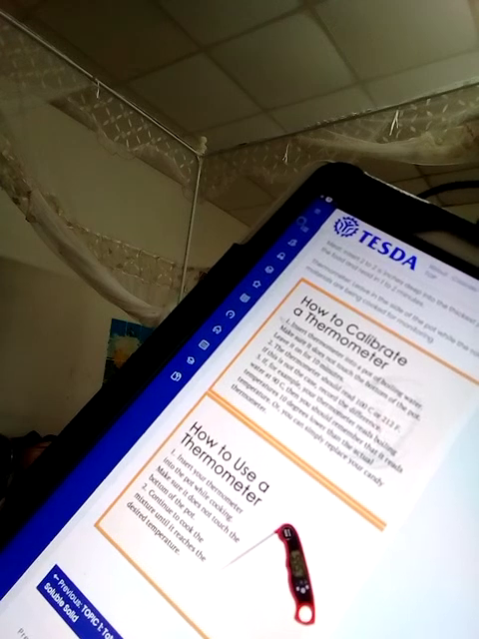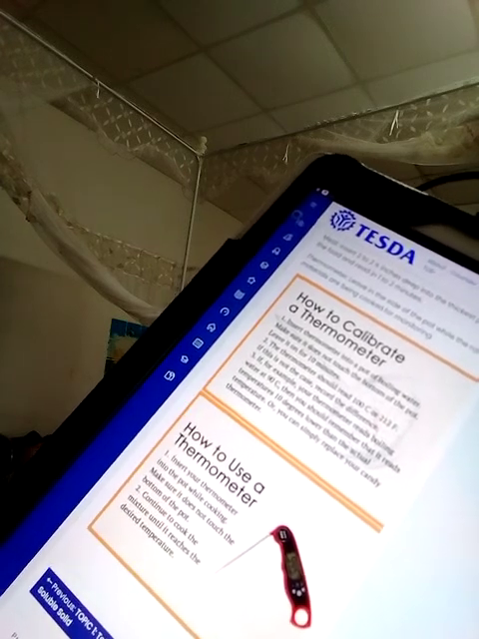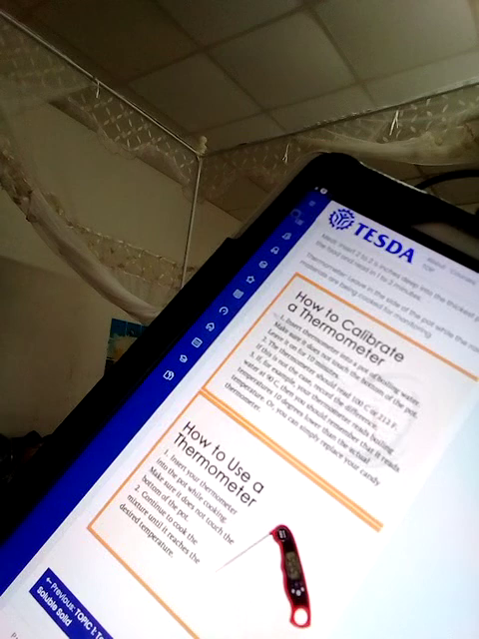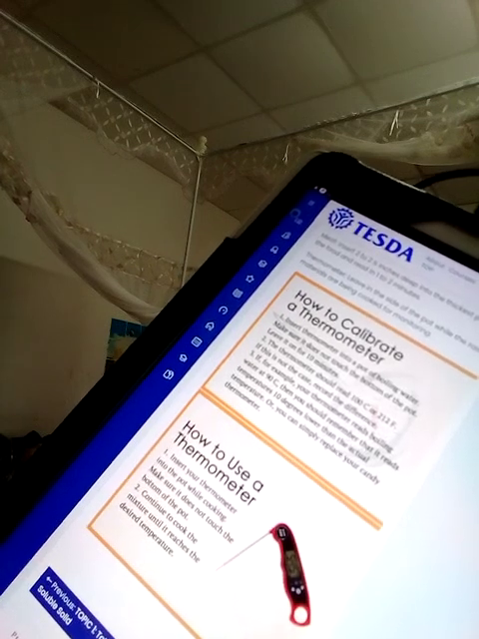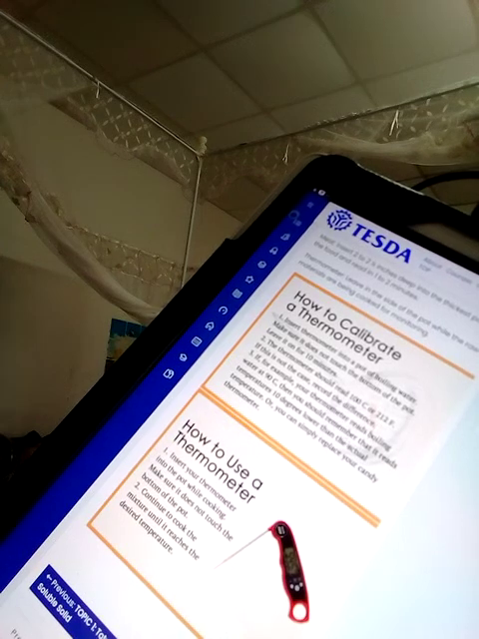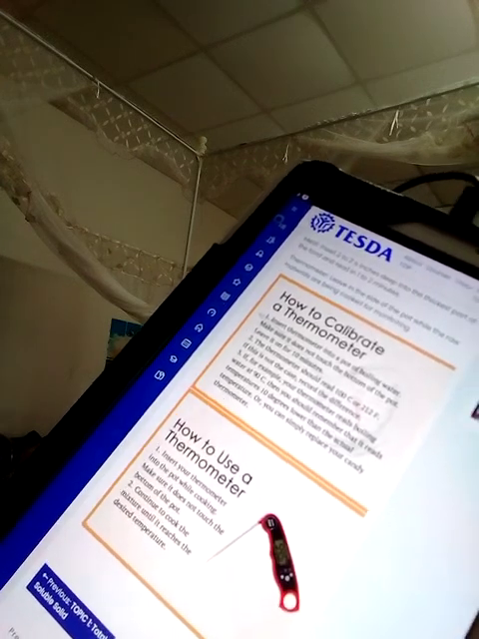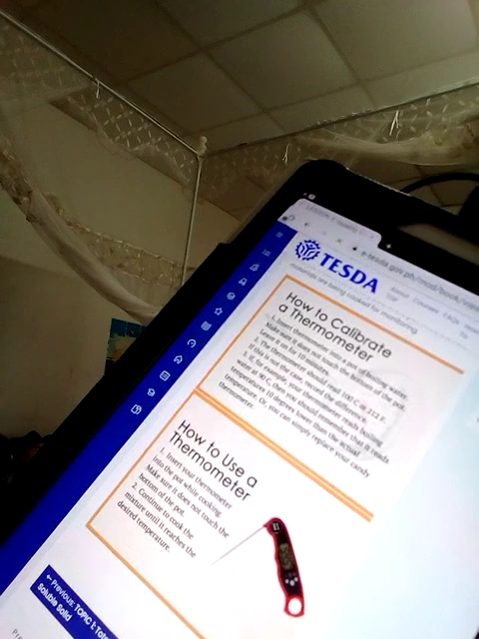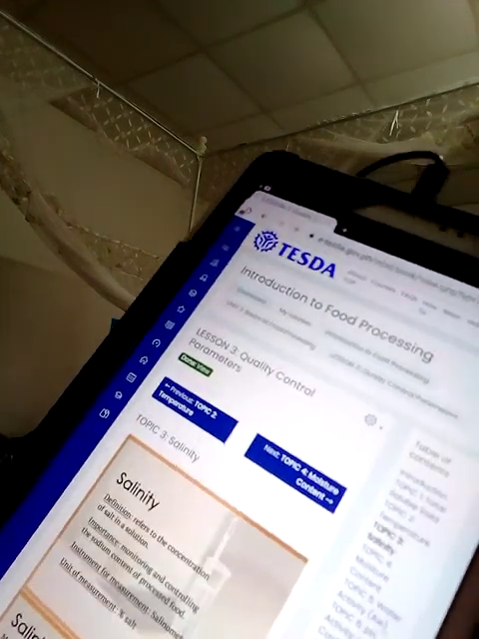So, how to use a thermometer? Insert your thermometer into the pot while cooking. Make sure it does not touch the bottom of the pot. Continue to cook the mixture until it reaches the desired temperature. So, that is temperature. We're going to topic 3.